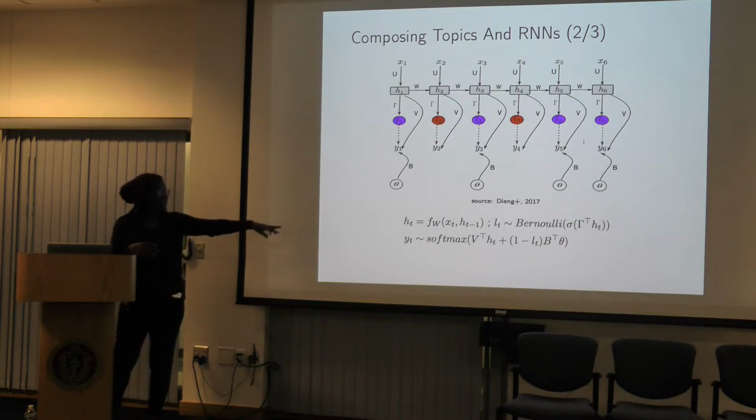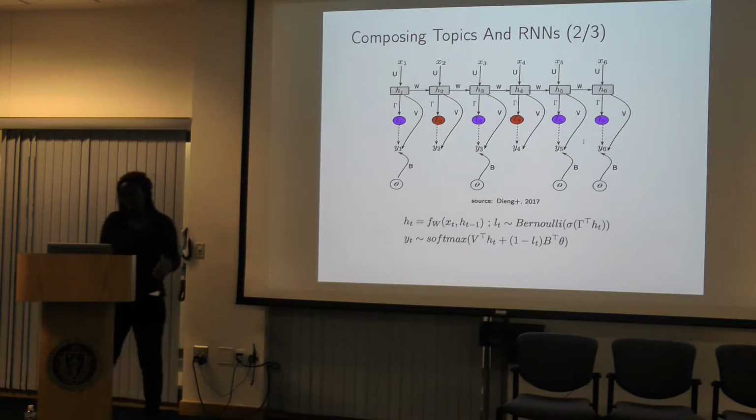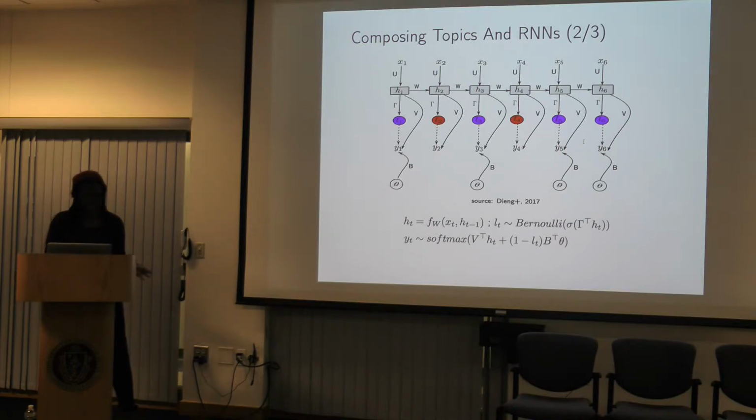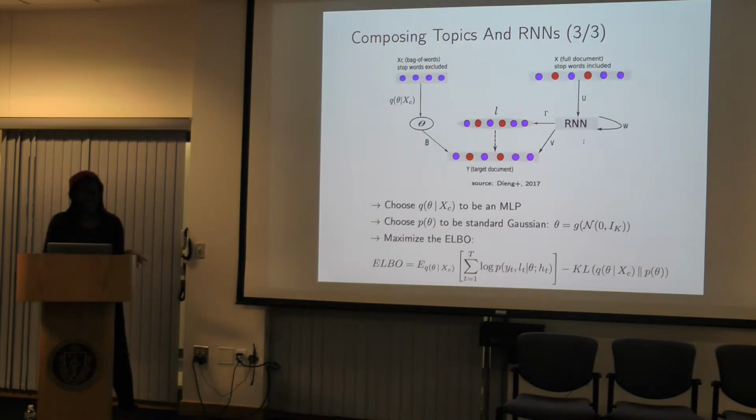And now I'll do my prediction for YT as a softmax. Again, this is for language modeling. That has two components in its argument. The part that is coming from the recurrent neural network, which is the V transpose HT, and the part that is coming from the topics, which is the B transpose theta, multiplied by 1 minus LT. When LT is 1, meaning it's a stop word, that term disappears. So it all makes sense and it's intuitive, but how do we learn the latent vector theta?